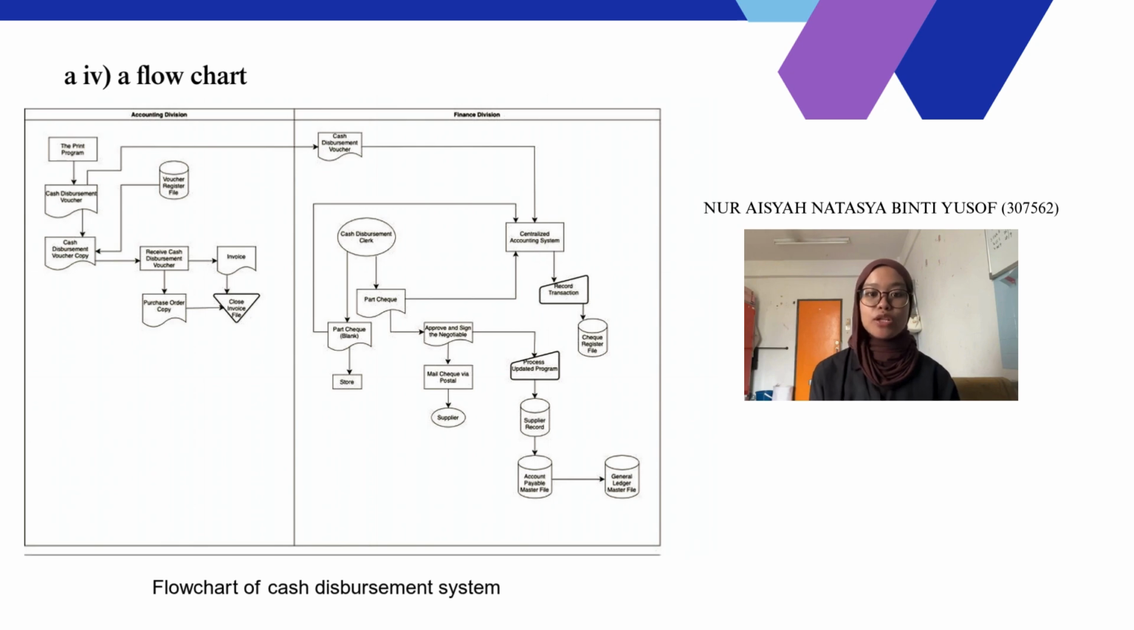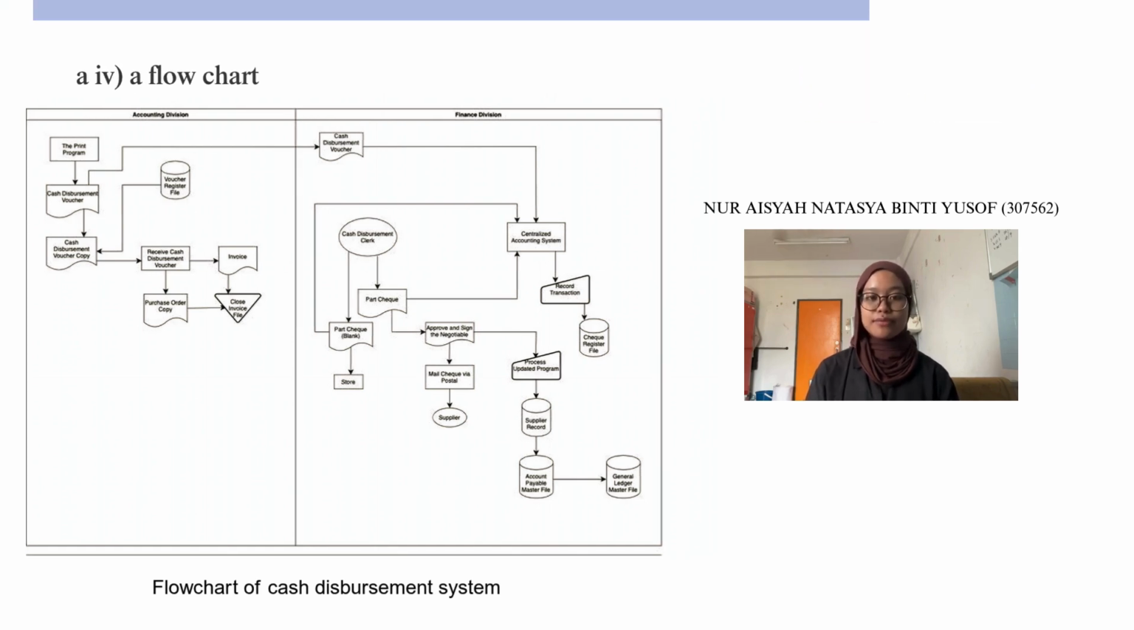The prepared check then goes through an approved and signed negotiable step, indicating an authorization process. Once approved, the check is mailed to the supplier via postal service. Concurrently, information flows to a centralized accounting system where the transaction is recorded. This recording involves a process updated program, which updates the check register file, the supplier record, the accounts payable master file, and finally, the general ledger master file. The blank check is also sent to store after being partially prepared, likely for further processing or archiving.